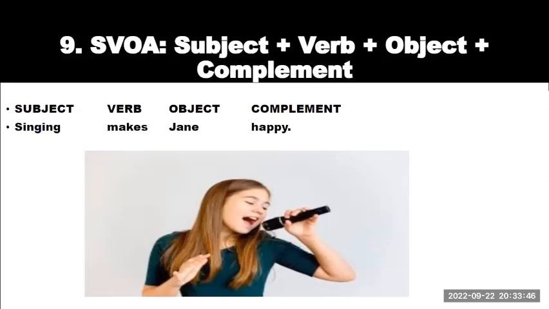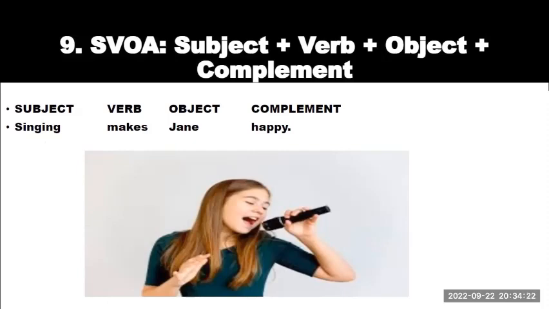So singing makes Jane happy. Let's look at this. Singing is the subject, makes is the verb, Jane is the object, happy is the complement. Now singing, I have explained it as the subject. That is the topic. That's what we are talking about. If we omit the subject and we say makes Jane happy, somebody wants to know what makes Jane happy, and that is singing. All right. So singing is the topic of the sentence, and that's the work of the subject. That's what the sentence is about.